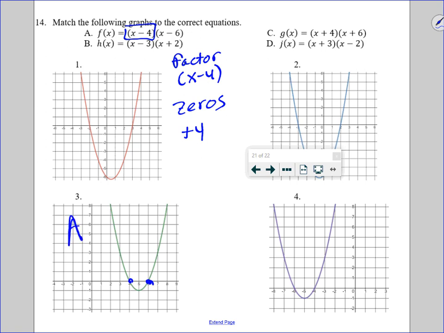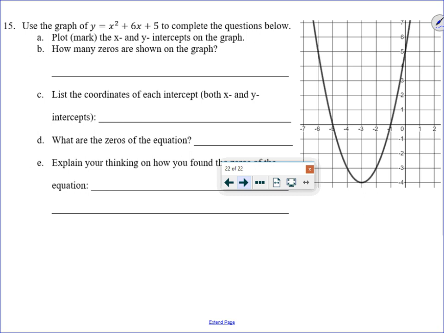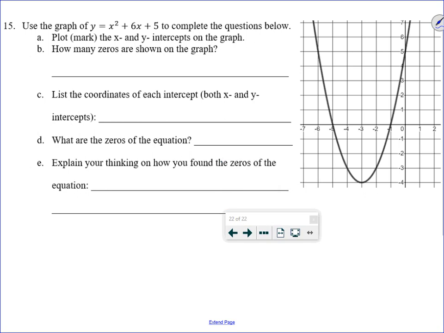So this is A. For this one we'll have factors of +3 and -2. So that's B. This one will have factors of +4, zeros of -4 and -6. So that's C. And this one will have zeros of -3 and +2. So that's that one.